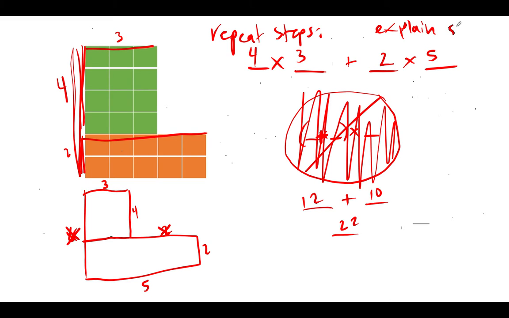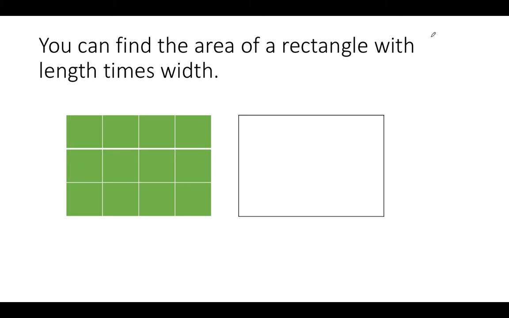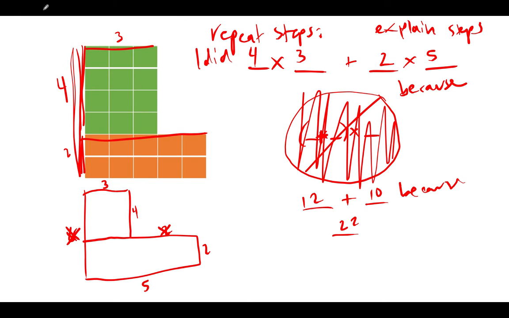And so if I want to write this, after each sentence I need a because. After each part I would need a because. I did 4 times 3 plus 2 times 5 because, and this is when we go back to our idea of rows and columns covering a shape, because there are 4 rows of 3 in the top shape and 2 rows of 5 in the bottom shape.